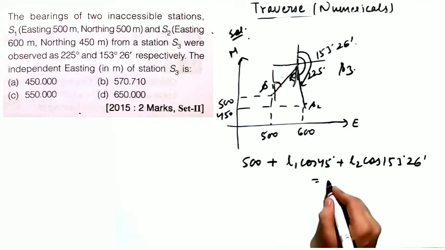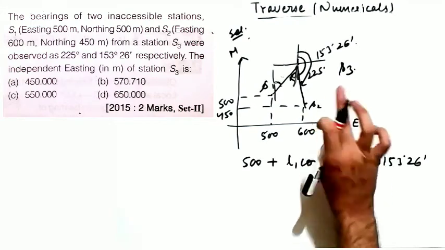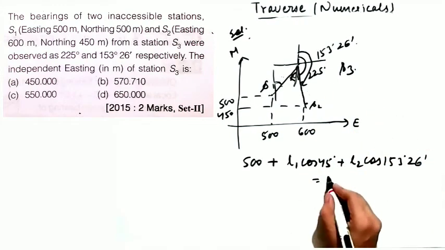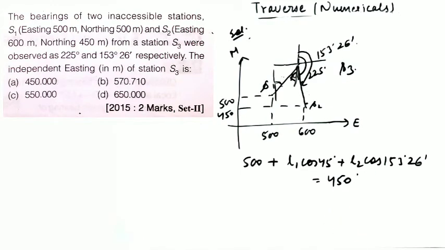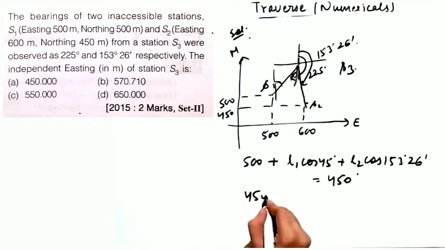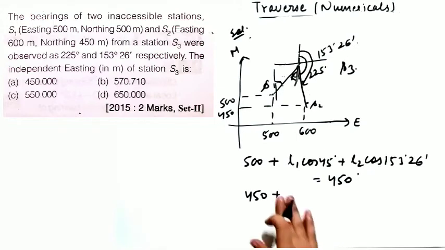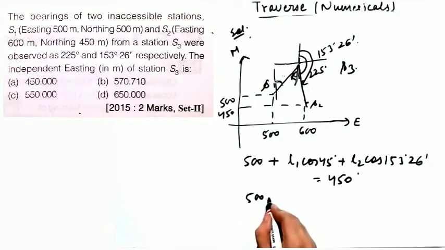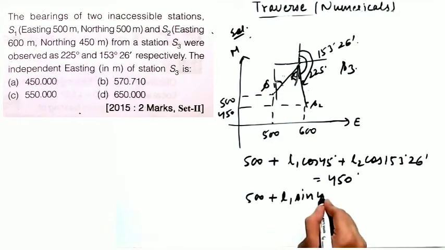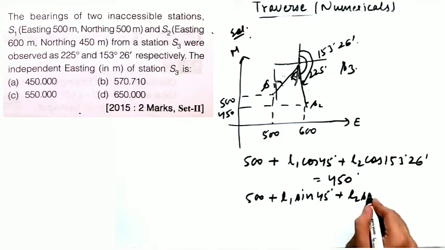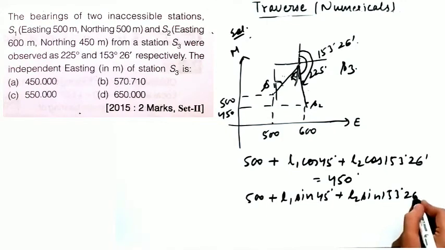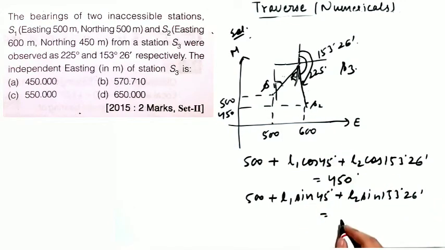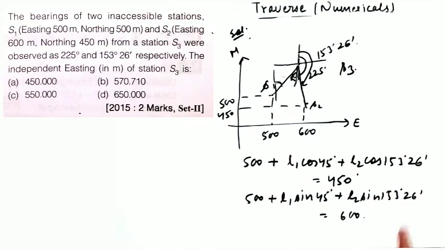This and this is equal to the northing of S2. What is the northing of S2? The northing of S2 is 450. Similarly, you can write the equation for easting as well. What is the easting? Easting is 500 plus L1 sine 45 degree plus L2 sine 153 degree and 26 minutes, and it is equal to the easting of S2. What is the easting of S2? It is equal to 600. Now you can solve these two equations and you can get the value of L1 and L2.